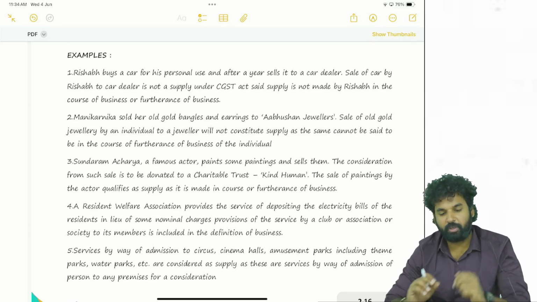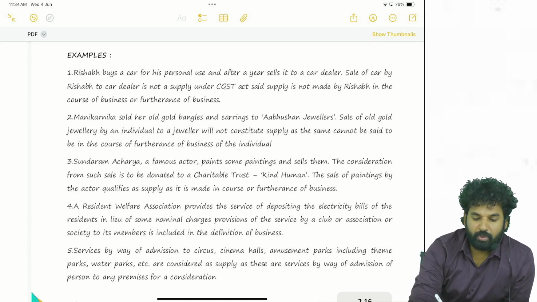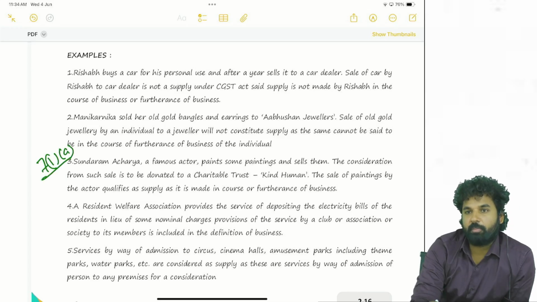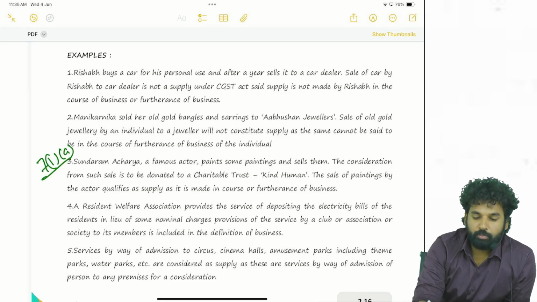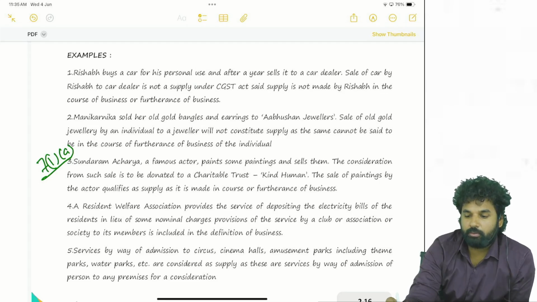See, here we have some transactions. There are 5 transactions. Based on 7(1)(a), we have to decide whether the transactions are supply or not. Rishabh buys a car for his personal use and after a year sells it to a car dealer. Sale of car by Rishabh to the car dealer is not a supply under the CGST Act, as the said supply is not made in the course or furtherance of business. Correct?